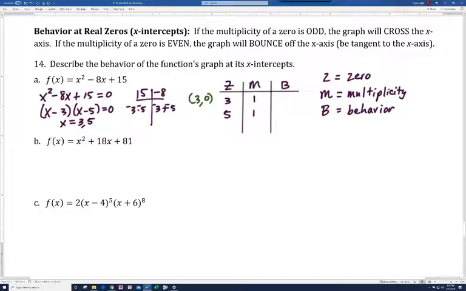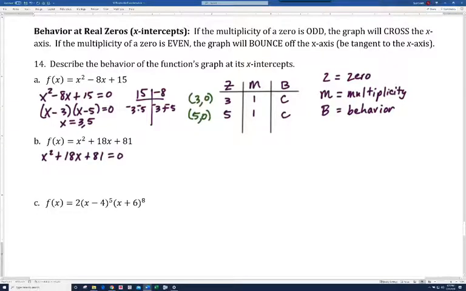And because our multiplicity is odd, we would expect to cross at that point. In fact, it's going to be the same for both. If our zero is 5, then at the point (5, 0), our corresponding x-intercept, the graph is going to cross. All right, I would encourage you to see if you can do the next two problems and then watch the video.